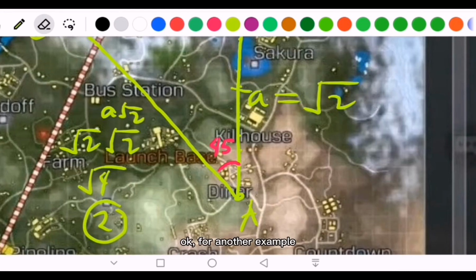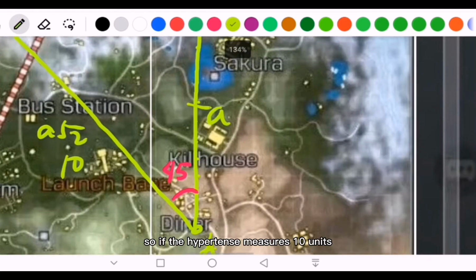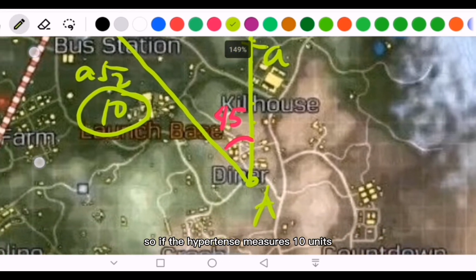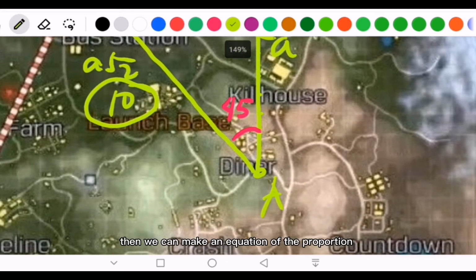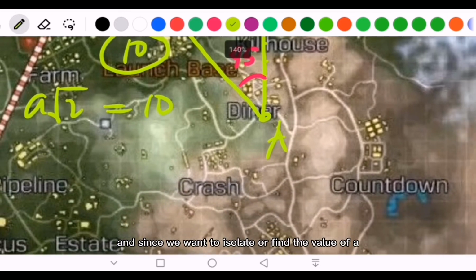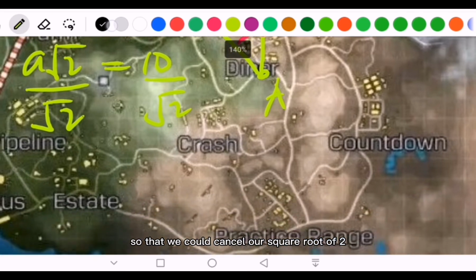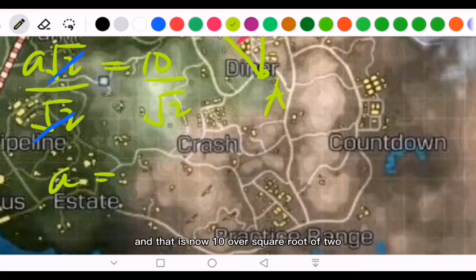Okay, for another example, the hypotenuse measures 10 units. So if the hypotenuse measures 10 units, then we can make an equation of the proportion: a square root of 2 is equal to 10. And since we want to isolate or find the value of a, we have to divide both sides by square root of 2 so that we could cancel out square root of 2 on the left side, and then we'll be left with a, which is now 10 over square root of 2.